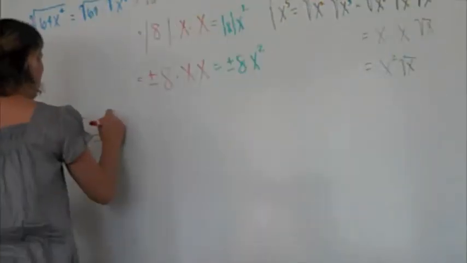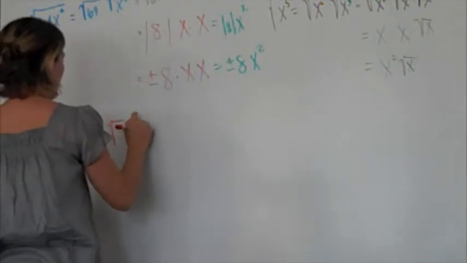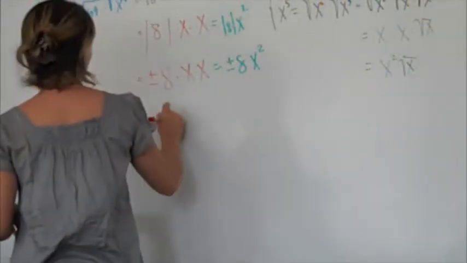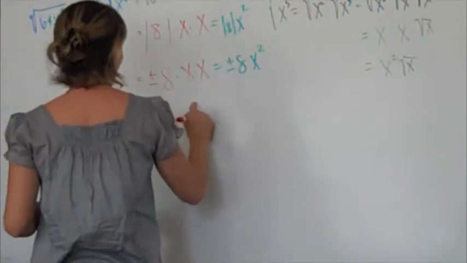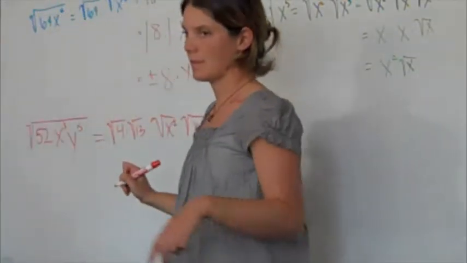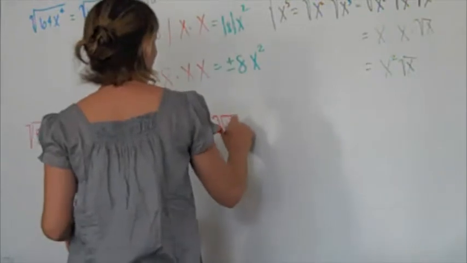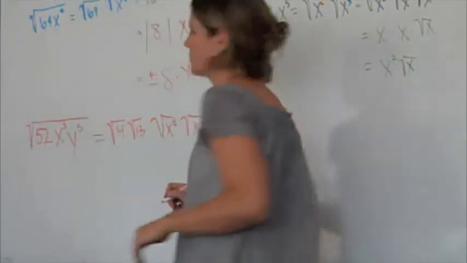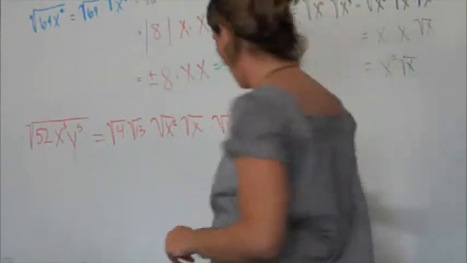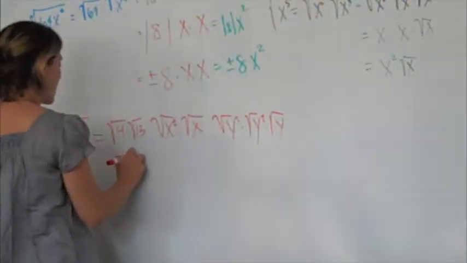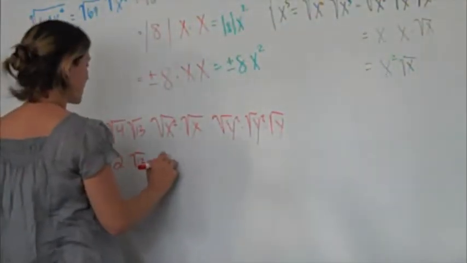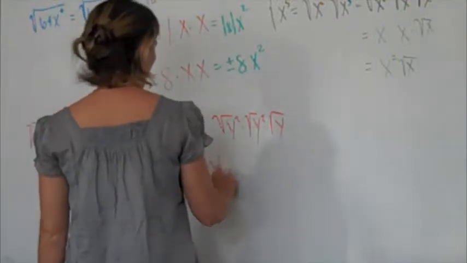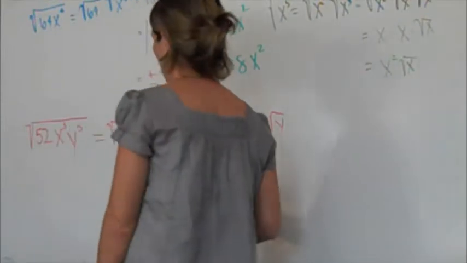So this would break down like we have the square root of 4 times the square root of 13 times the square root of x squared times the square root of x, right? Times the square root of y squared times the square root of y squared times the square root of y. Okay, simplify. 2 times root 13 times x times root of x times y times root of y.